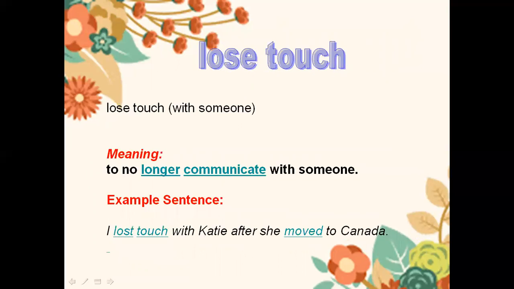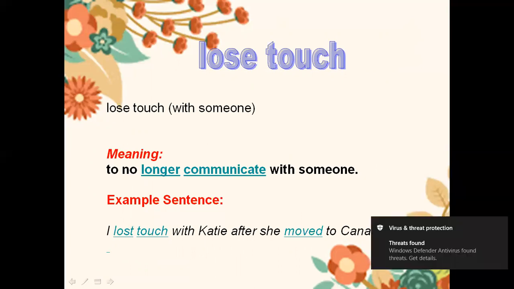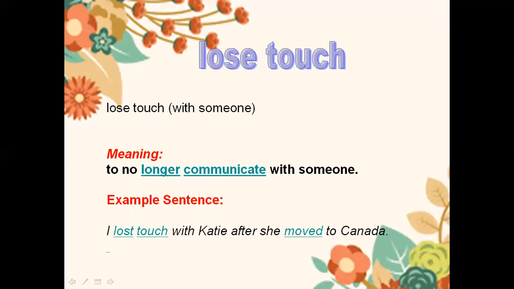The next idiom we use with touch is to lose touch. Lose touch with someone means the opposite of keep in touch. When you say we lose touch with someone, that means to no longer communicate with someone. There's no relationship with him. I can't call him. I can't send him messages.